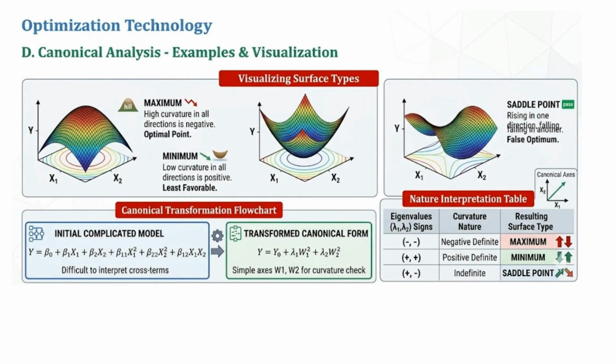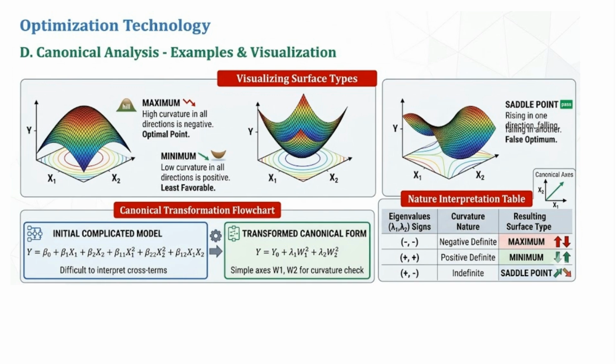Canonical analysis helps visualize and interpret the optimized surface. It distinguishes between a true maximum or minimum and a saddle point, which is a false optimum. The process involves transforming the initial model into a simpler canonical form for curvature analysis.